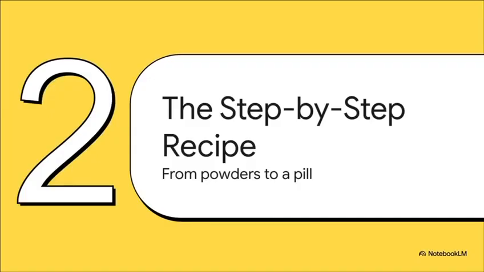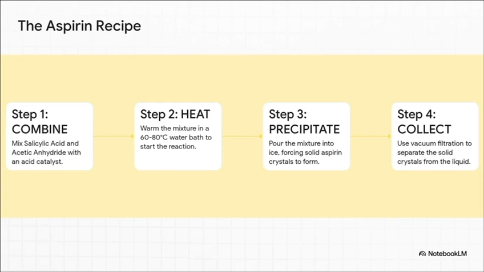Okay, so how does this actually play out in a lab? Well, it's a lot like following a recipe, really, just with beakers and flasks instead of mixing bowls. The entire process can be broken down into 4 key steps. First up, we combine our main ingredients with a little something called a catalyst to get things going. Second, we add some gentle heat, which gives the molecules the energy they need to actually react with each other. Now, the third step is honestly the most dramatic. We take the warm mixture and pour it straight into ice water. This sudden temperature shock forces the brand new aspirin molecules to literally crash out of the liquid and form solid crystals. And finally, all we need to do is collect them, usually by filtering out all that leftover liquid.